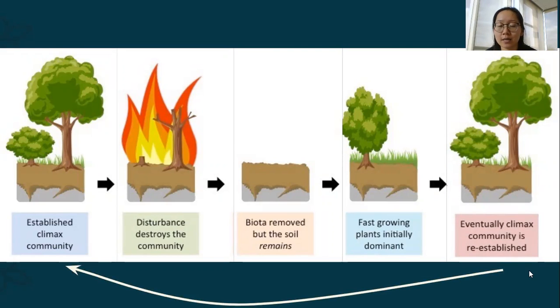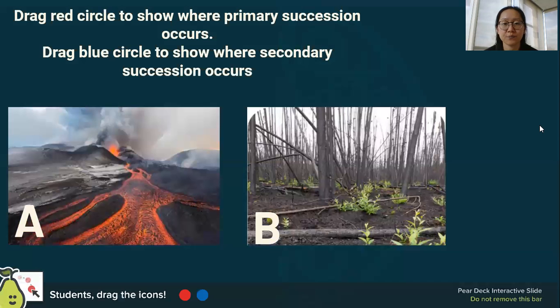Technically, this cycle can continually happen as long as it's continually being disturbed by some kind of natural disaster or by human impact. Ideally, though, for the ecosystem, they would reach a climax community and then stay like that forever. But you can't control that.